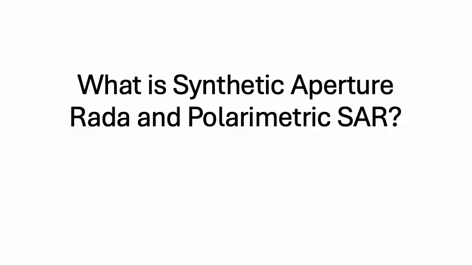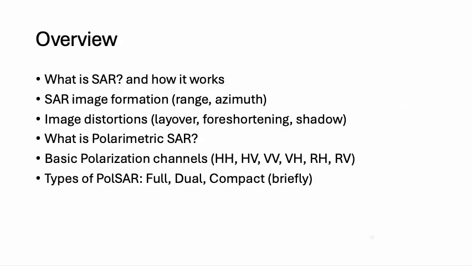So let's get started. This is the overview of today's lecture. First we will see what SAR is and SAR image formation. Then we will see common image distortions. Due to geometry, SAR images can show some inherent distortions known as foreshortening, layover and shadow. After that, we will learn about polarimetric synthetic aperture radar, followed by polarization channels and various PolSAR modes.